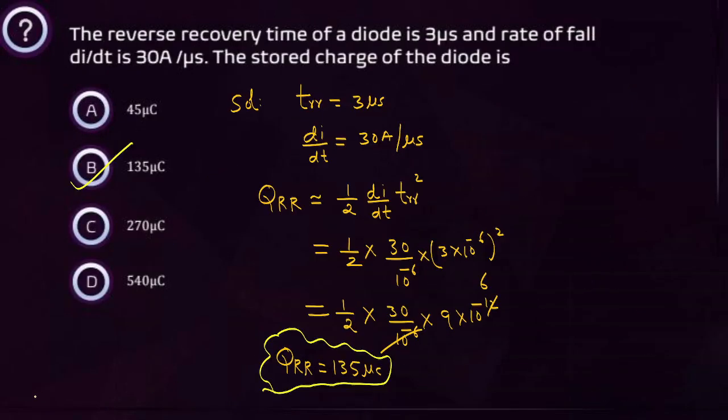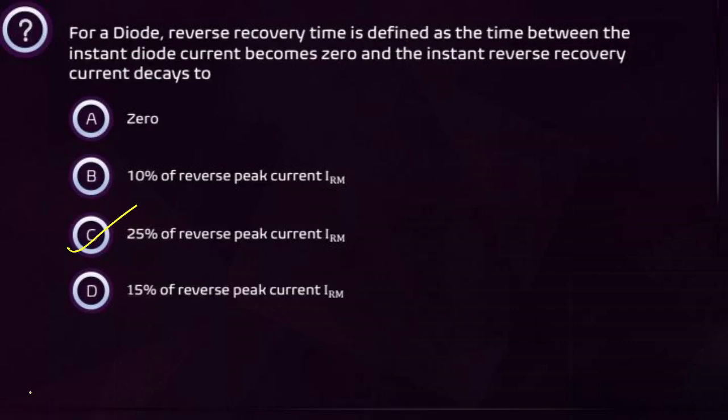The reverse recovery time of the diode is 3 microseconds and the rate of fall of diode current is 30 ampere per microsecond. Here there is no data to calculate TA, so you have to apply the approximate formula for stored charge, 1 by 2 di by dt into Tr square. That gives 135 microcoulombs. Please go through this problem. I already gave the definition of reverse recovery time: the current falls to 25% of IR.